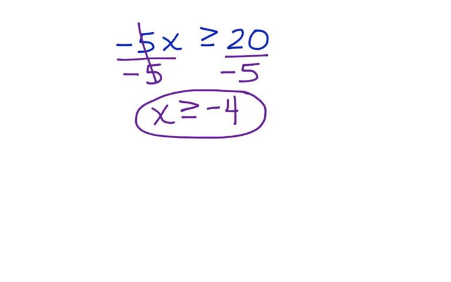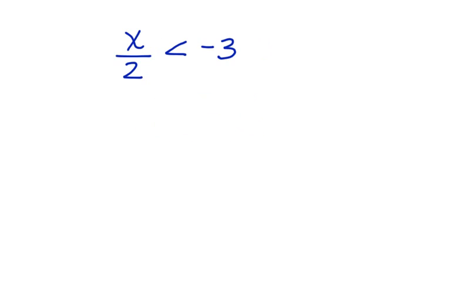Let's take a look at another example. X divided by 2 is less than negative 3. This inequality has division in it, so we're going to use the inverse of division, which is multiplication. We're going to multiply both sides by 2.